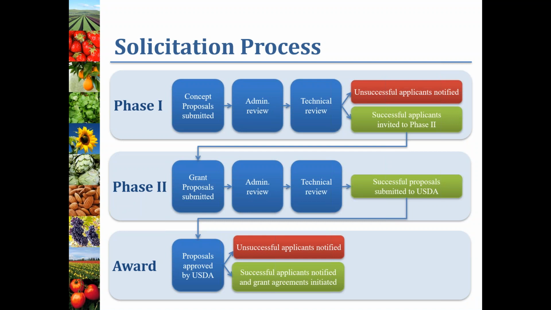For all other applicants, feedback will be provided within 60 days. Successful grant proposals will be submitted to USDA for review. And once USDA announces awards, we notify both the successful and unsuccessful applicants. Feedback will be provided in FAST for the unsuccessful applicants, and grant agreements will be initiated for those applicants that are awarded funds.